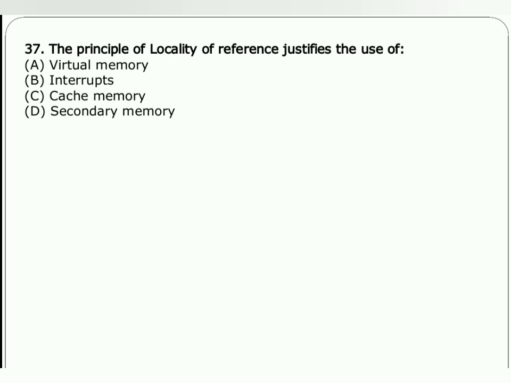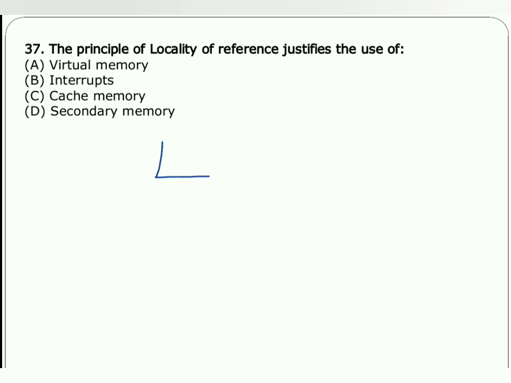Next one. The principle of locality of reference justifies the use of. So where do we use the principle of locality of reference? We use this concept in the cache memory, right? Locality of reference, also known as the principle of locality, is a term for the phenomenon in which the same values, or storage locations, are frequently accessed, which are present in a cache. The cache memory is smaller, faster memory which stores copies of the data from frequently used main memory locations.